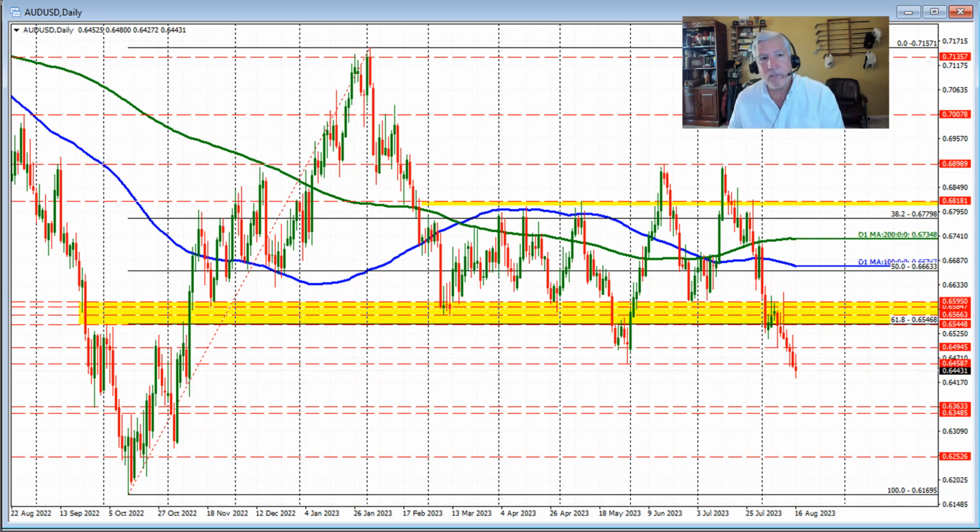So it looks like the sellers are firmly in control in this currency pair. Watch the 0.64587 level. Let's keep that level in mind in trading today and going forward. If we can move back above that level, then maybe we see further upside potential.